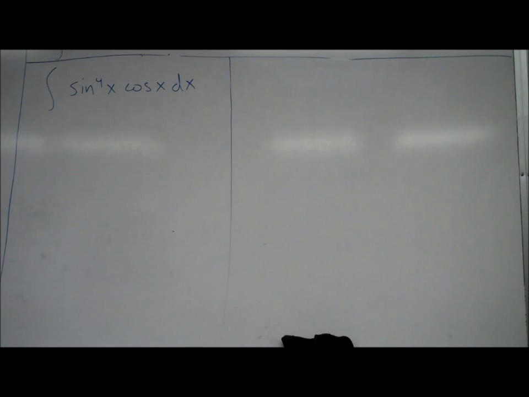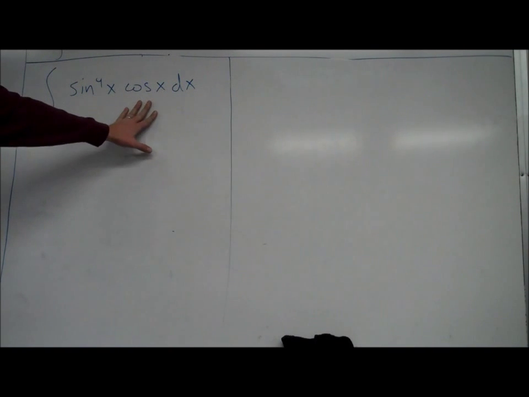Alright, so another U-sub one here. There are a lot of different ways that you can use U-sub, and problems can look different. In this case, we have sine to the 4th of x times cosine x dx. A lot of times people get confused on this, with whether to let u equal sine to the 4th x, whether u equals sine x, whether it's cosine x.